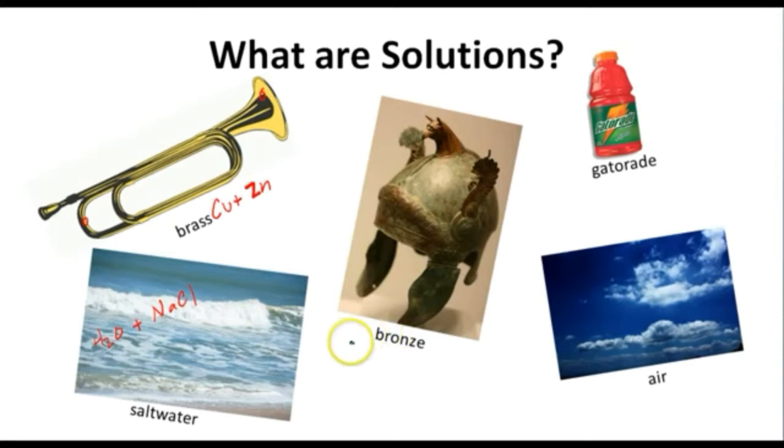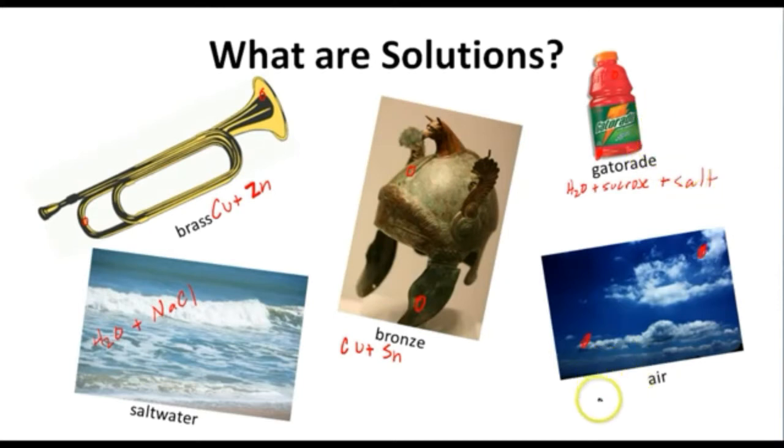Next example is the bronze. Bronze is composed of 12% tin and 88% copper. As you can see, the copper and the tin are so well mixed that all parts of the bronze appear the same. Next example is the Gatorade. As you can see, the Gatorade is clear and transparent. It is composed of water, sucrose, and salt. Components are so well mixed that all parts of the Gatorade appear the same.